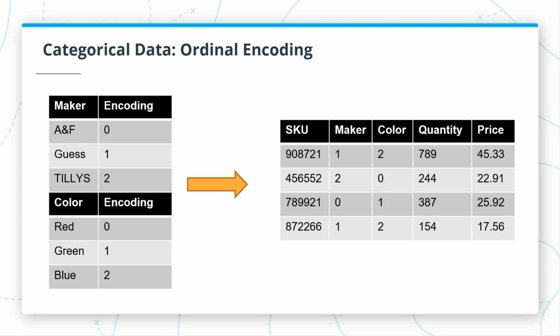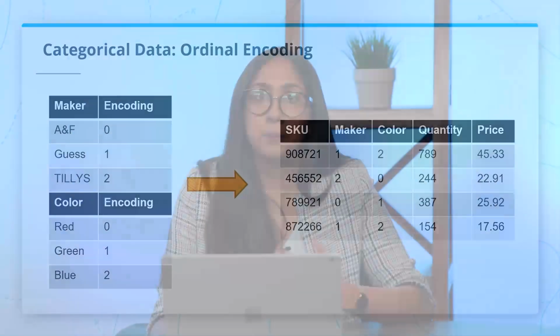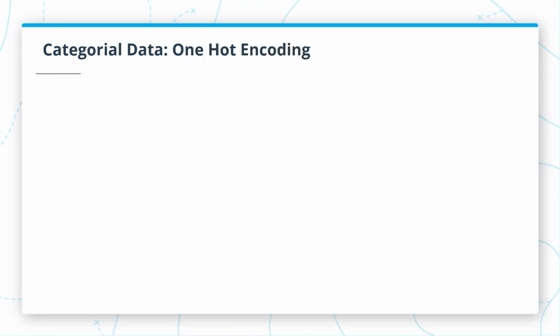Because we assigned a range of integers to the categories, we have implicitly assumed there is an order between categories. For example, we are implicitly assuming that red is less or more important than green, which in turn is less or more important than blue. Let's explore another approach that aims to eliminate this particular problem.